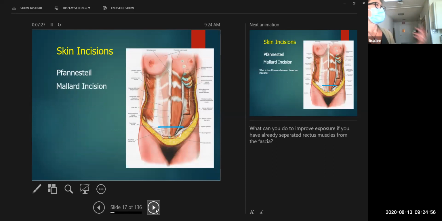Now what's the difference between a Pfannenstiel and a Maylard? We don't do Maylards that often. Maylards tend to hurt a little bit more. They're kind of almost in the same place. But the difference is the Maylard, so for a Pfannenstiel, you cut the fascia and you separate the fascia from the underlying muscle, right? For a Maylard, you actually leave the fascia attached to the muscle, and you cut the muscle. You cut the muscle. So as opposed to lifting and spreading the muscle, you're actually cutting through the muscle.